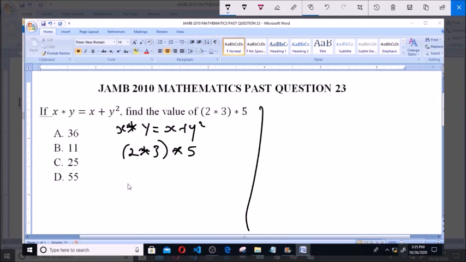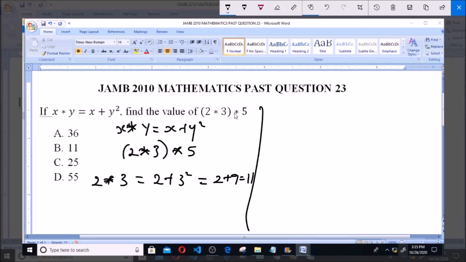Let's solve this bracket. In the bracket we have 2 asterisk 3, and this is equal to, from the binary function given to us, x plus y squared, that's 2 plus 3 squared, which is equal to 2 plus 9, which is equal to 11.